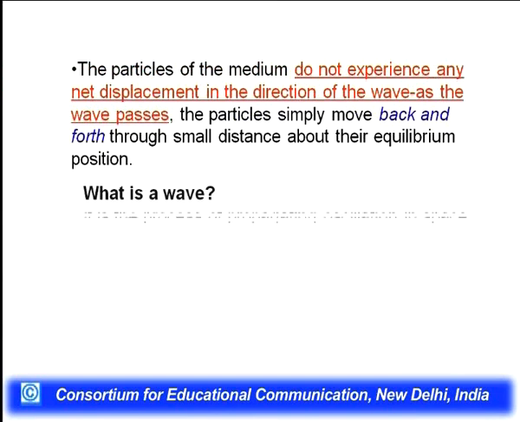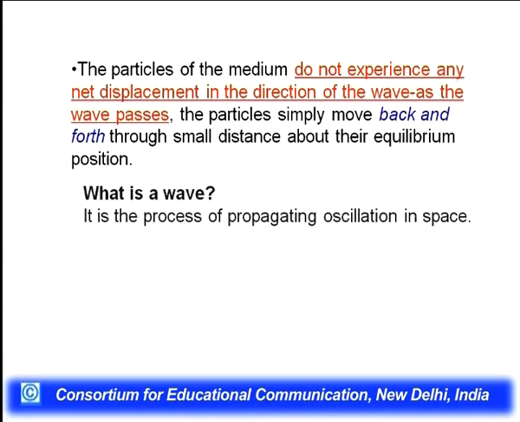The particles of a medium do not experience any net displacement in the direction of the wave as the wave passes. It means the particle is moving, and this moving particle in a medium does not experience any displacement in the direction of the wave as the wave passes away. The particles simply move back and forth through some distance about their equilibrium position, and that creates a wave. Means we are getting a wave after the movement of the particles.